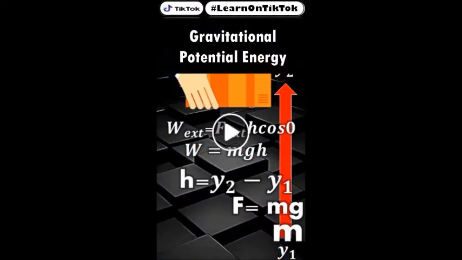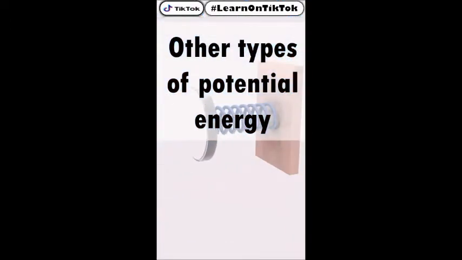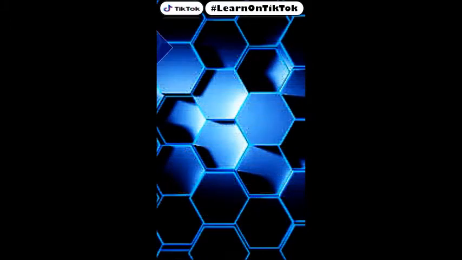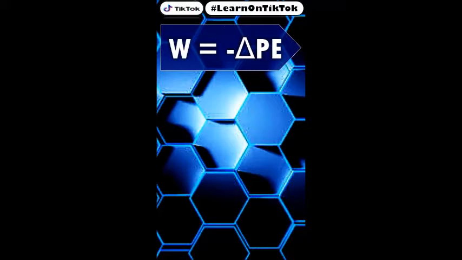In the previous video, we talked about gravitational potential energy, and derived the mathematical equation involved. As a continuation to the topic potential energy, there are other types of potential energy, and is also associated with force. Remember, Newton's third law of motion states that there is an equal and opposite force reacting to a force being exerted. Applying this to the concept of work and energy, the change in potential energy is generally associated with a particular force equal to the negative of work done by that force if the object is moved from one point to a second point.